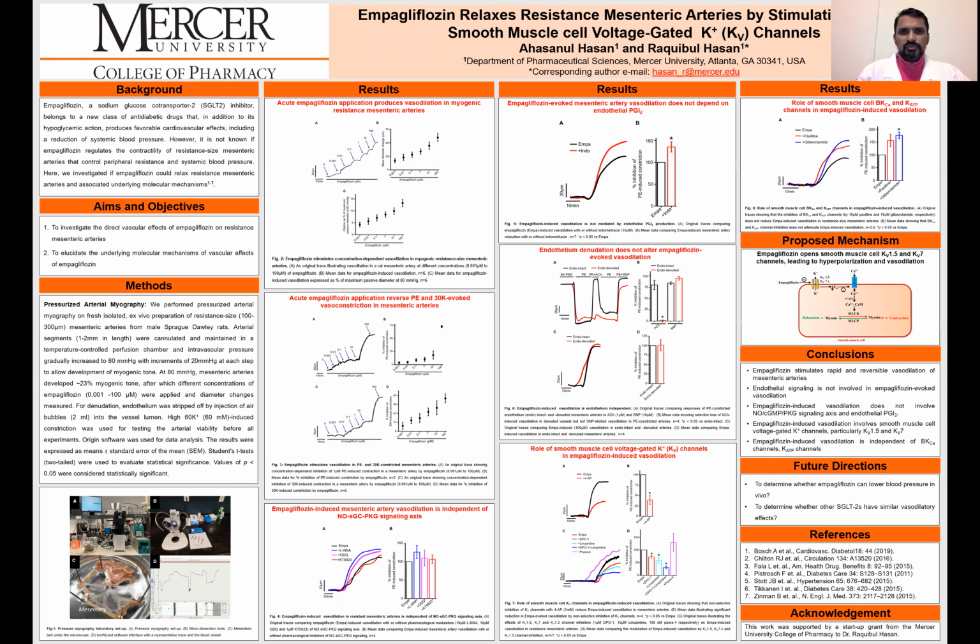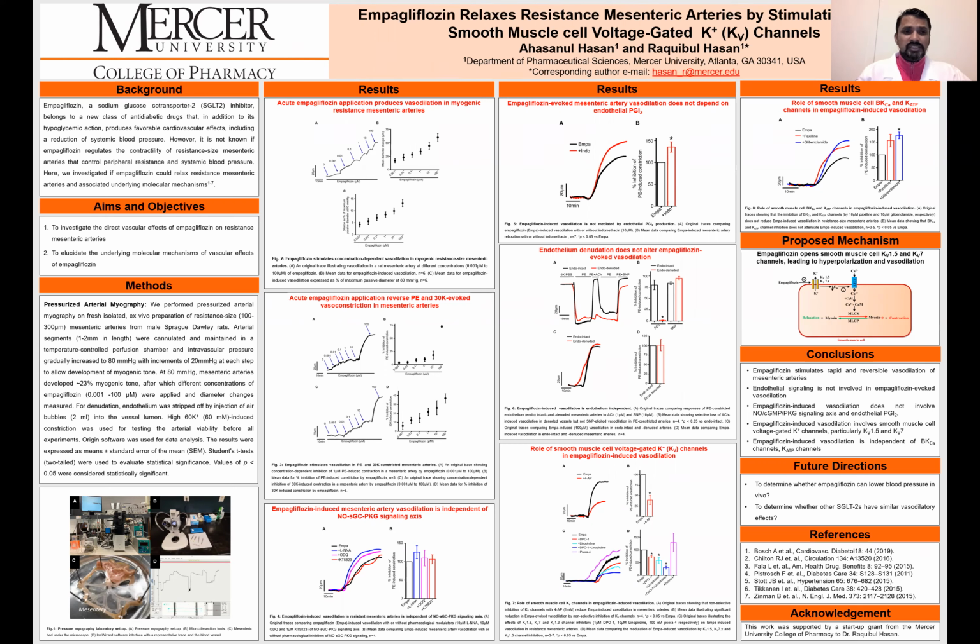The title of my poster is Empagliflozin relaxes resistant mesenteric arteries by stimulating multiple smooth muscle cell voltage-gated potassium channels. Empagliflozin is a sodium glucose cotransporter 2 inhibitor. It is a new class of antidiabetic drug. It acts in the kidney and inhibits this transporter, reducing the reabsorption of glucose, thus reducing the blood sugar level. But recent studies show that it can also reduce blood pressure, but the mechanism is still unknown.